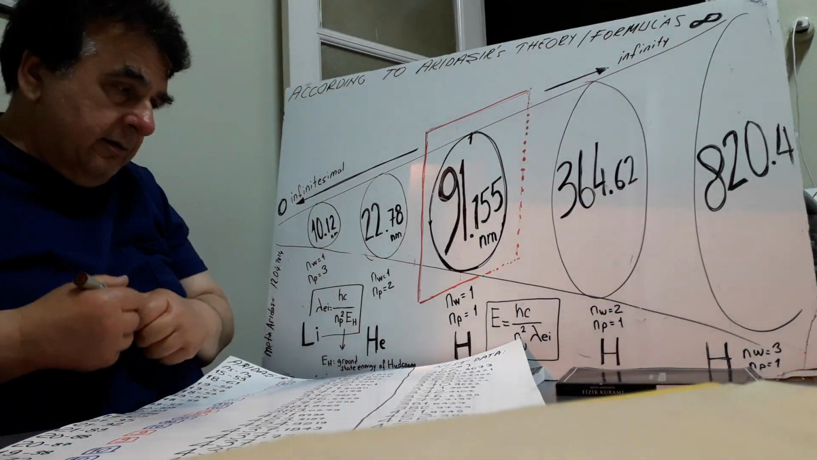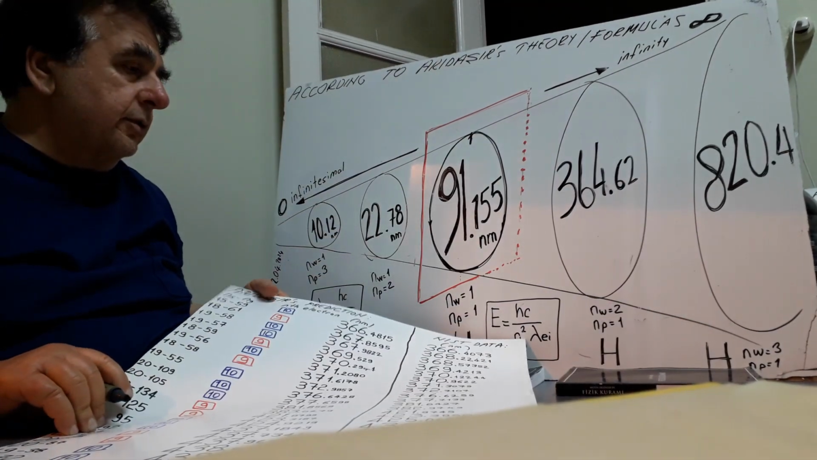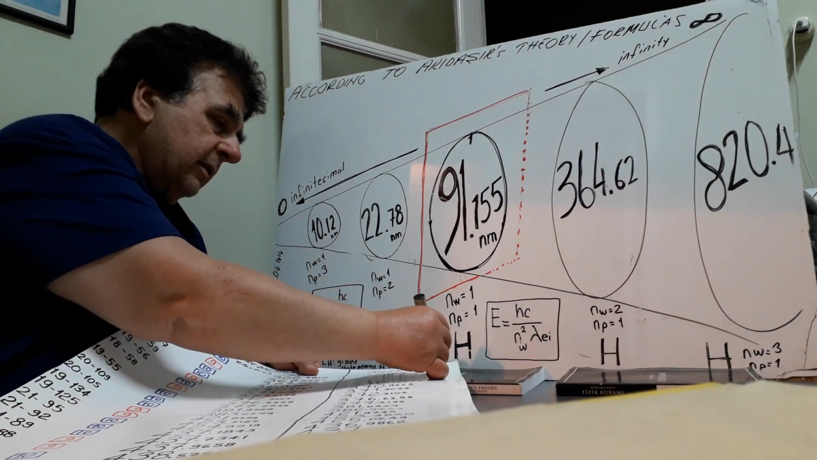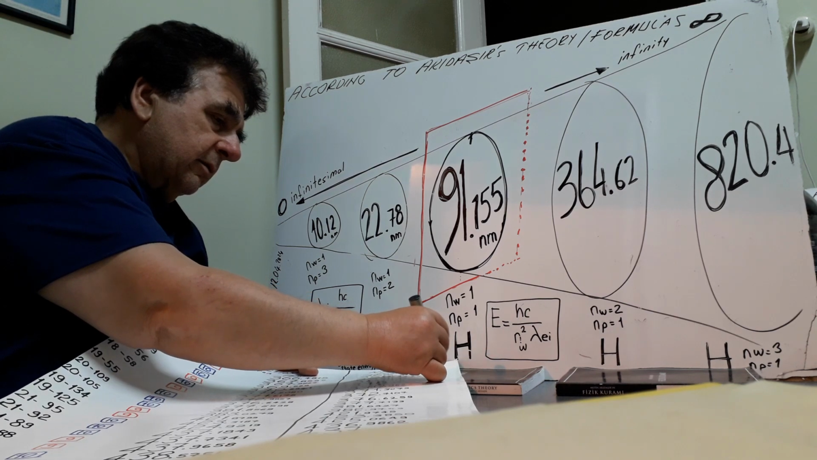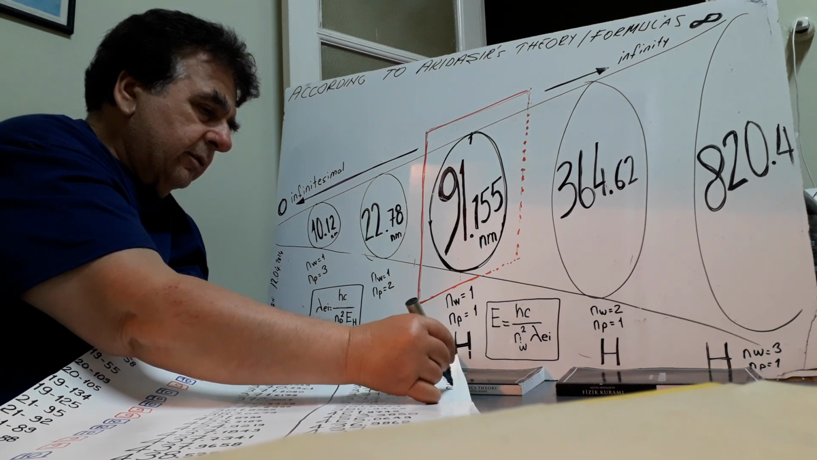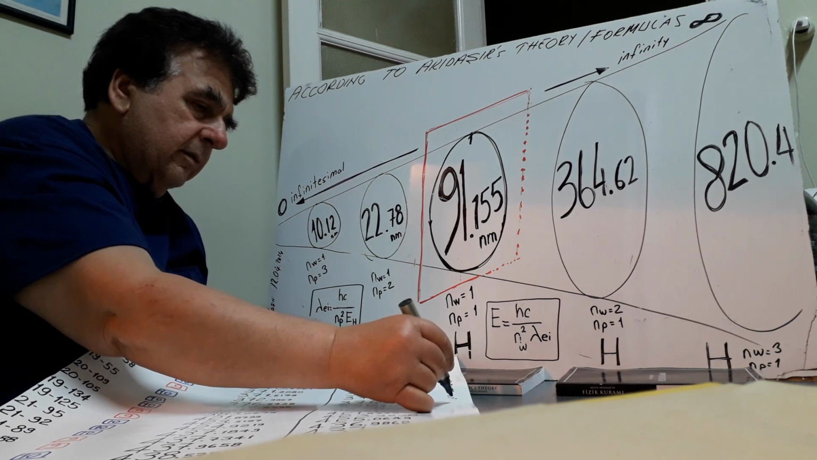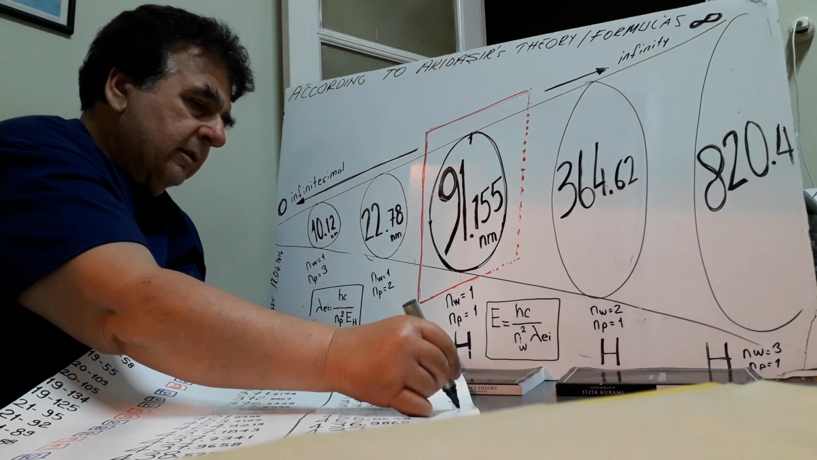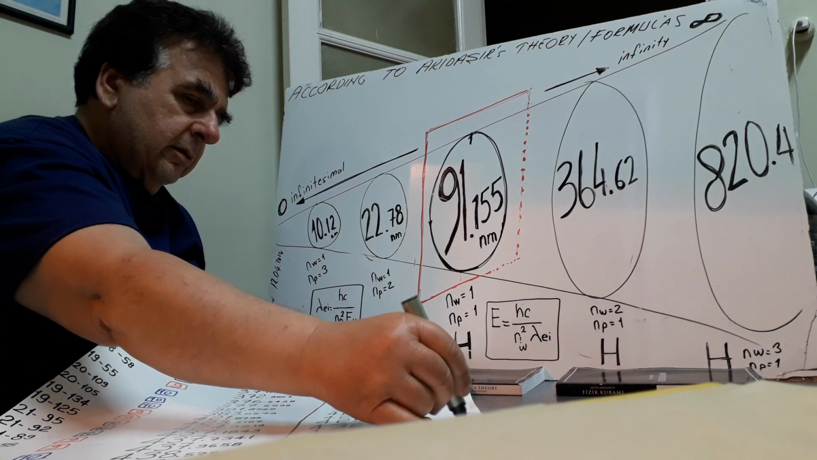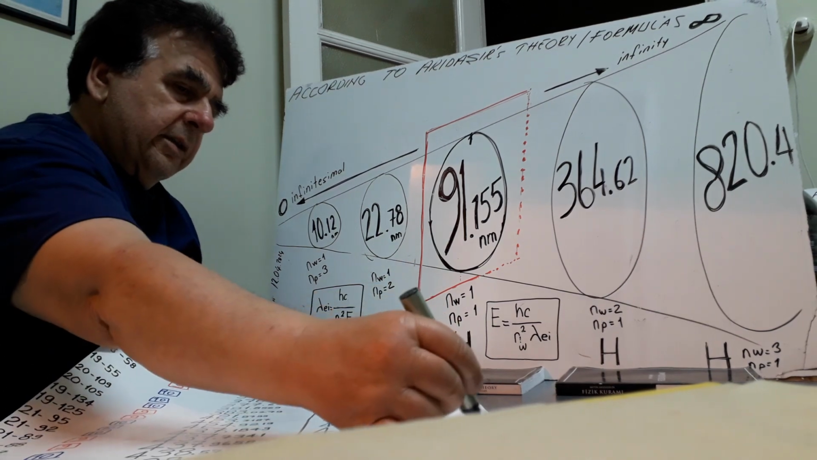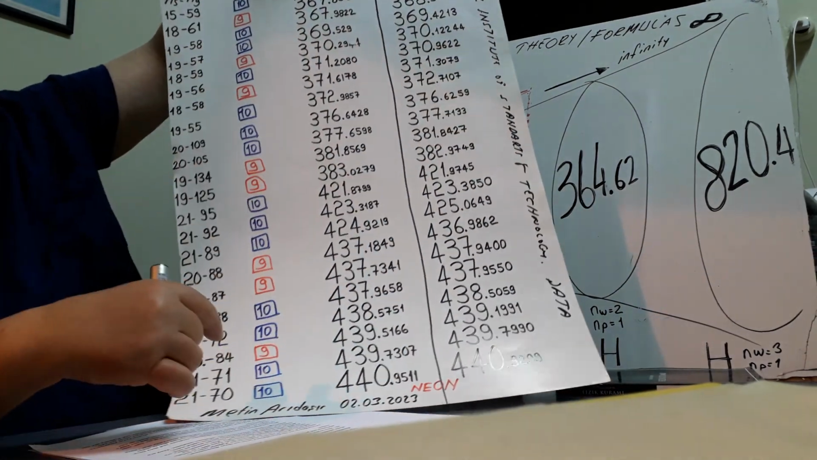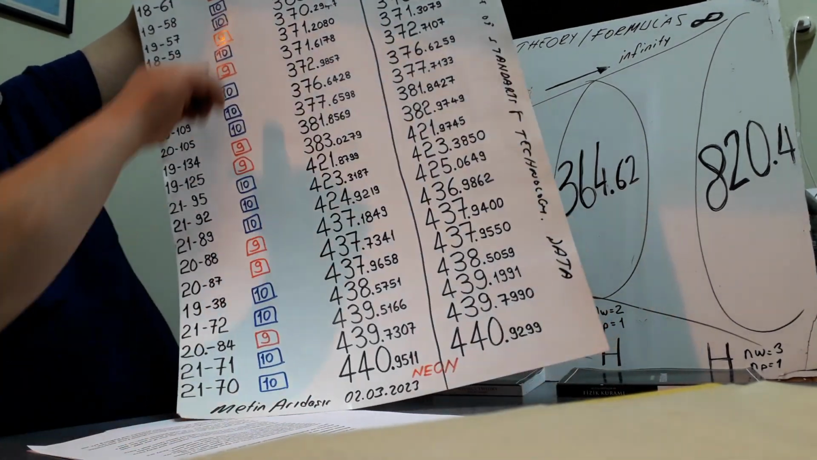NIST, National Institute of Standards and Technology. Okay. Data. Right side, left side, my theoretical computation. Line by line.